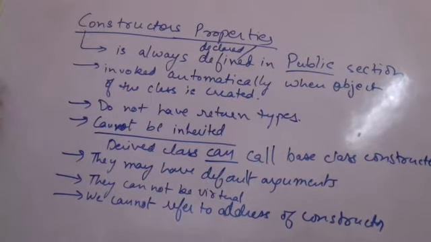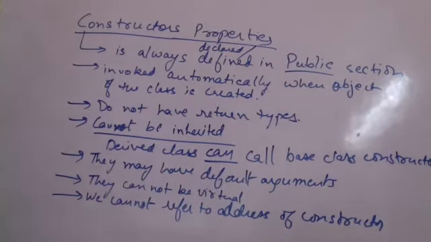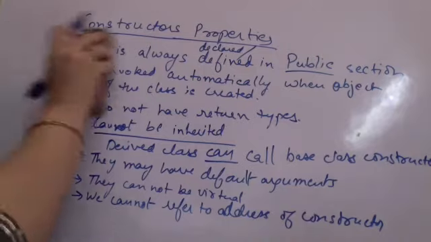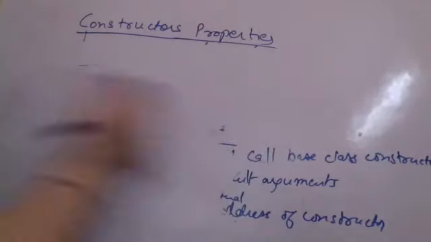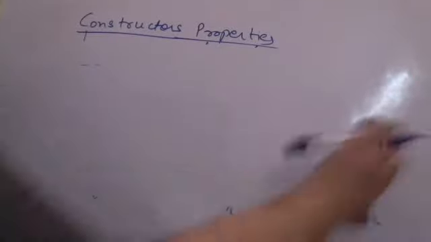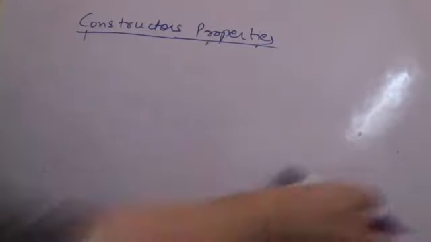These are the various properties of constructors. Hope all of you are getting them. One by one we'll be trying to see other things also. So after having the properties, let's see what are the various types of constructors. Let us try to understand.